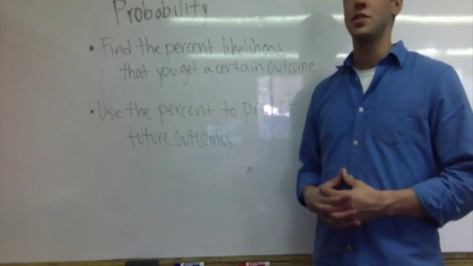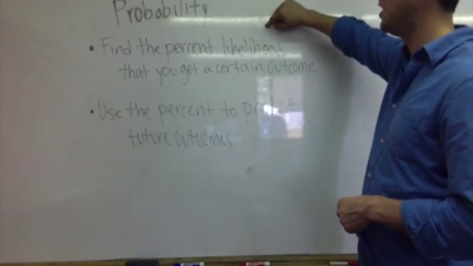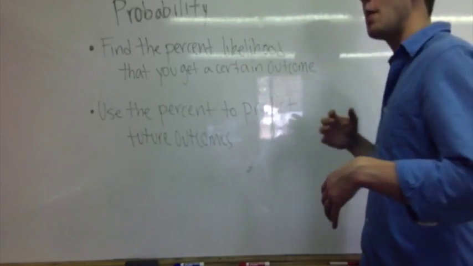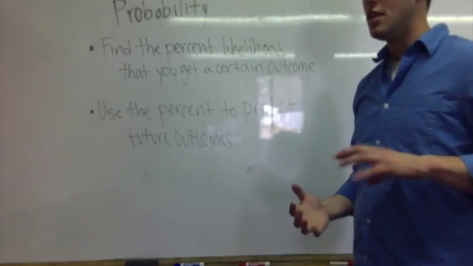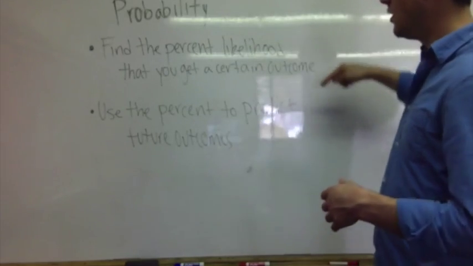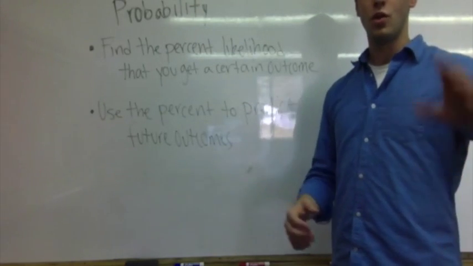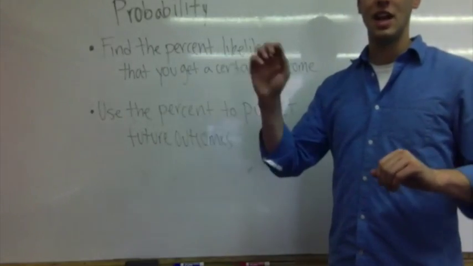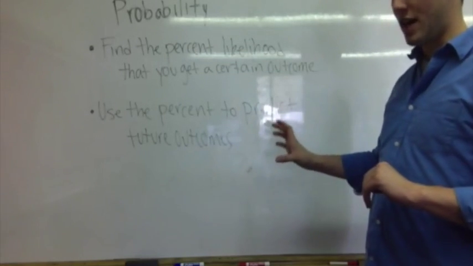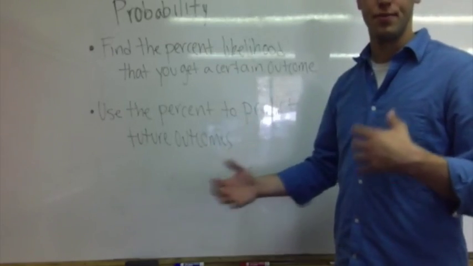In summary, what you're going to do to solve a probability problem is first, you're going to find a percent likelihood that you will get a certain outcome. And so if it's heads or tails, you would find how many times you get heads divided by the number of times that you would have flipped it total. That is the percent likelihood. Then you use this percent to predict future outcomes by setting up a proportion problem, where on one side you have the percent, and on the other side you have an unknown, and the total number of trials that you went through.